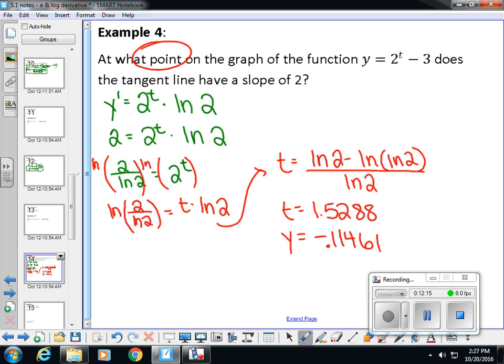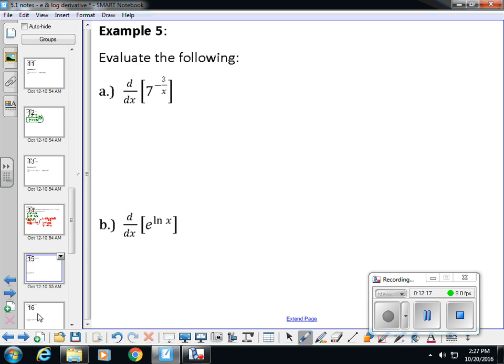Okay. Let's try a couple more. Next example, evaluate each of the following. So it's 7 to the negative 3 over x. All right, so I have to use my derivative of a number raised to the x. All right, so that's going to equal the same thing times the ln of 7 times the derivative of that exponent.